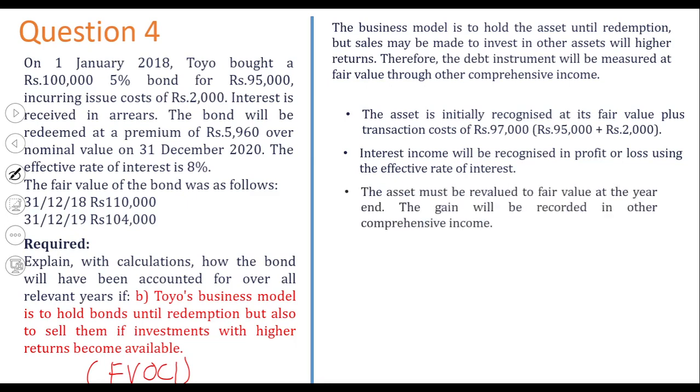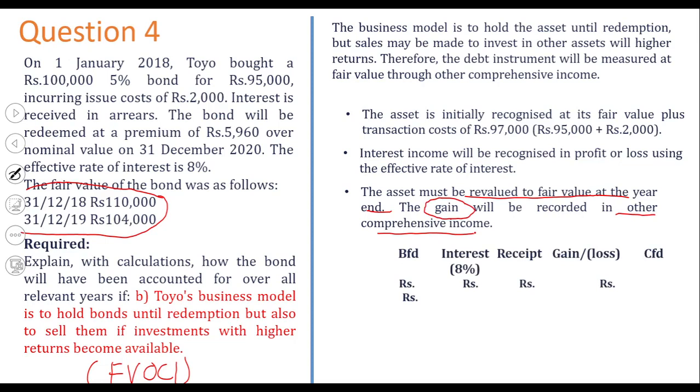An asset must be revalued to fair value. This is the key thing that you want to learn. The asset must be revalued to the fair value at the year end. Again, you want to remeasure these assets to their fair value. That's why the question has given you the fair values of each instrument at each year, right? And this gain or loss, whatever it is, you should recognize in the other comprehensive income.